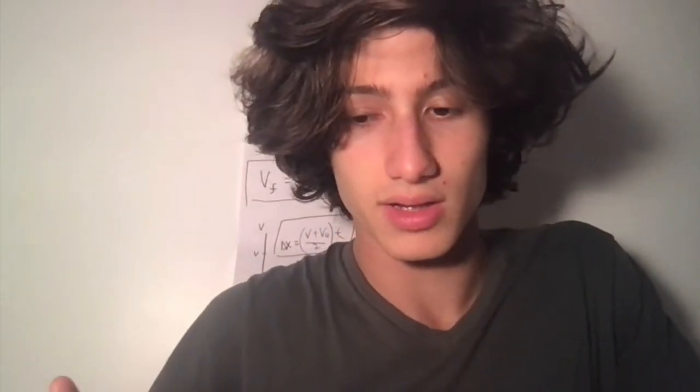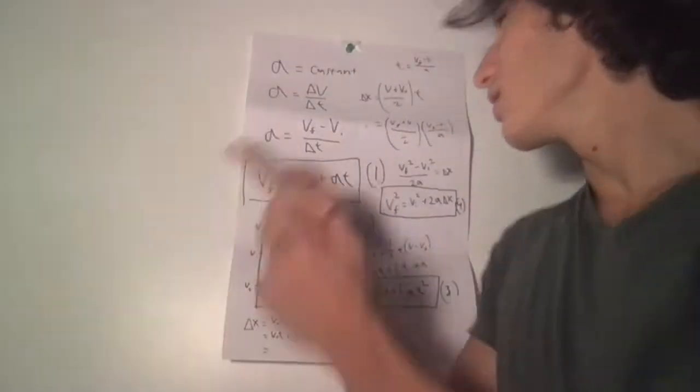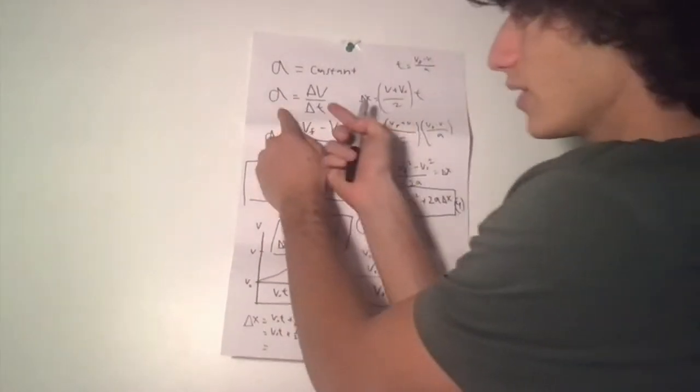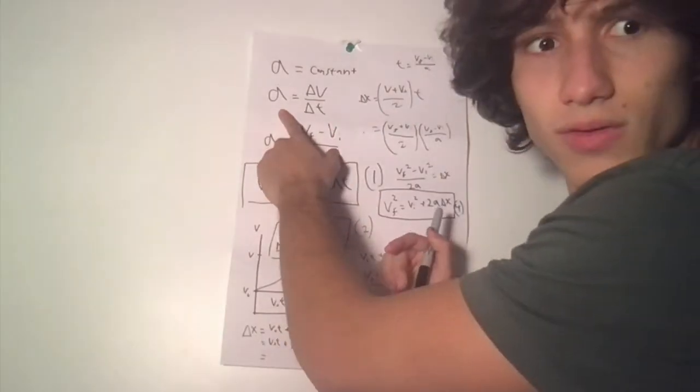How does acceleration relate to velocity, which relates to displacement? Well, they relate to one another by derivatives and integrals. So if we think about it, we don't even need to think about it. Let's look at it. If acceleration is equal to the difference in v over the difference in t, let's take the integral of each side.